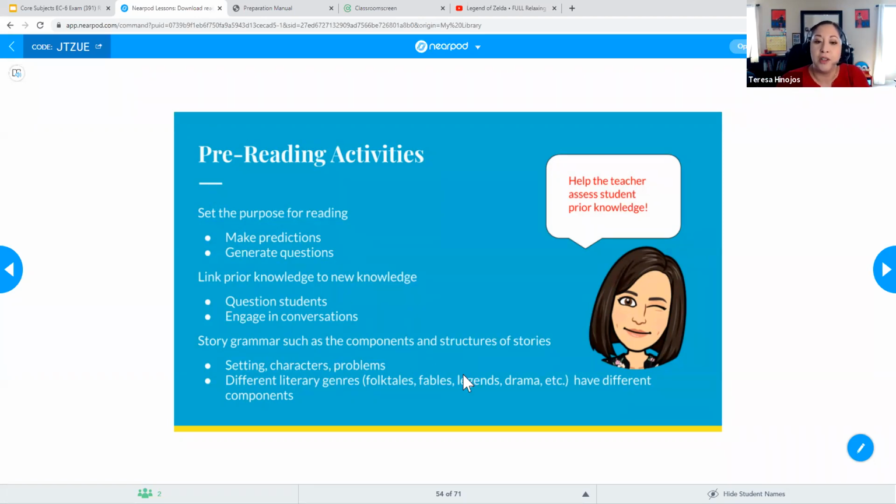And then there's also going to be story grammar. So the components and the structures of the story. So setting, characters, problems, and the different genres of literary tales are also going to have different components to them. So you have to expose students to those different types of stories, and you also have to talk about those components. You can't just go into reading a fable with kindergartners, right? Because they're going to think it's real. So you have to talk about fiction and what that means, and what a fable actually refers to.